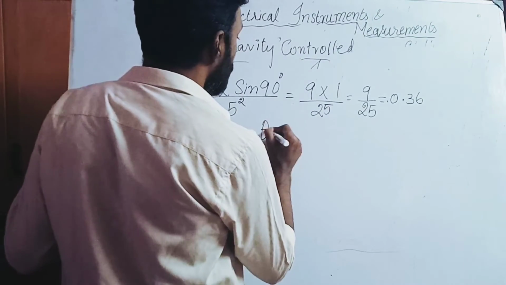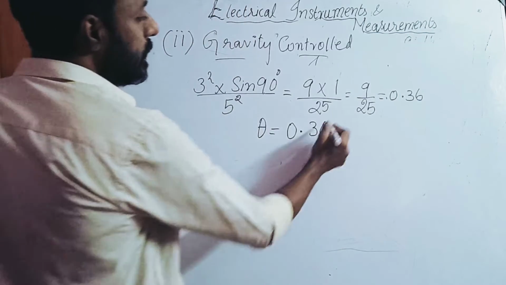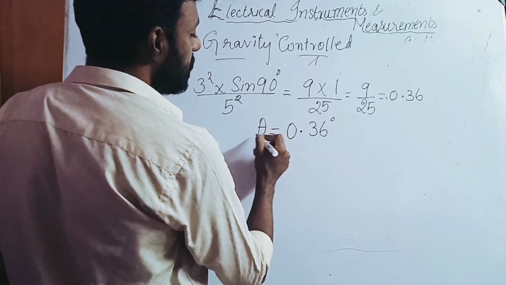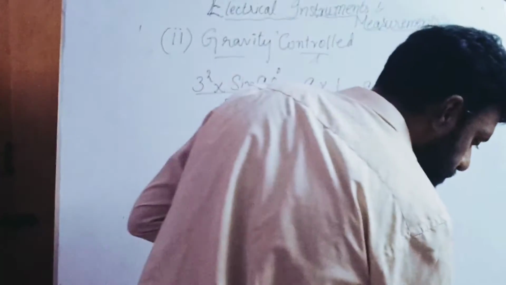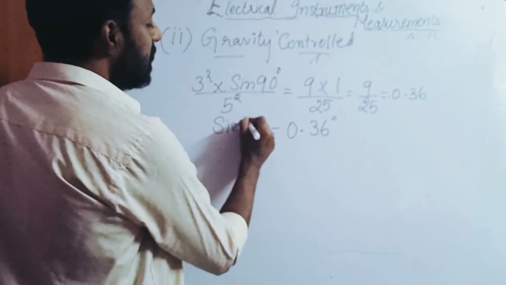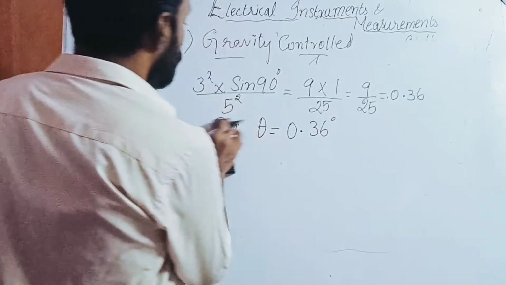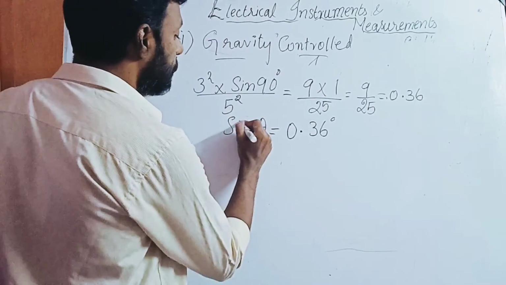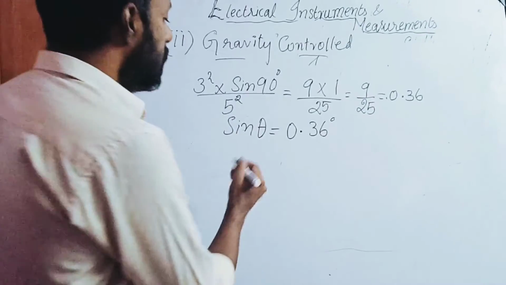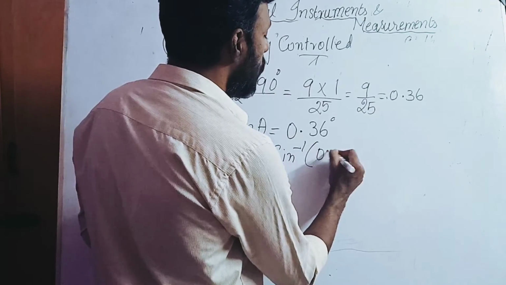That is sine theta equal to 0.36. Okay, this is sine of the deflection. So we need to find the deflection theta. So theta equal to sine inverse of 0.36.